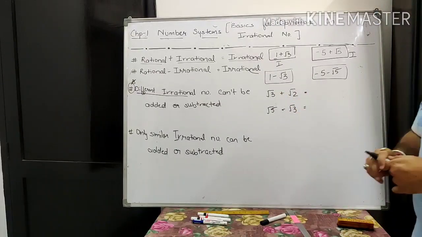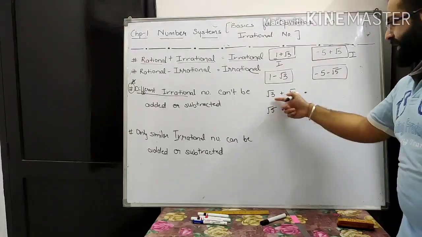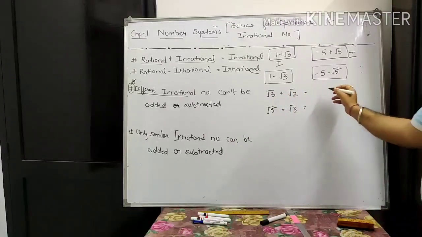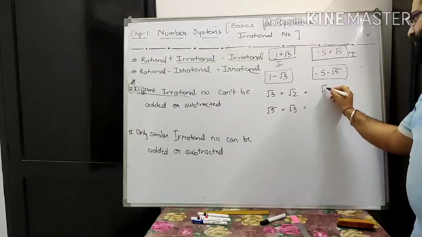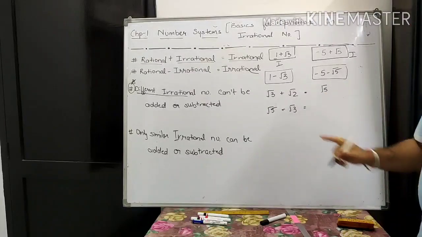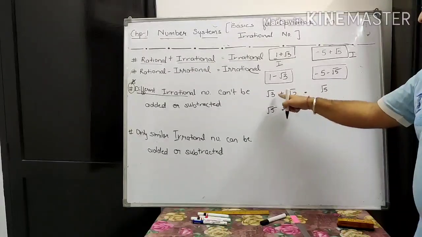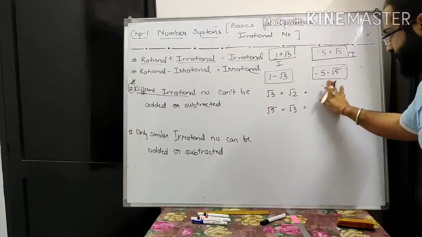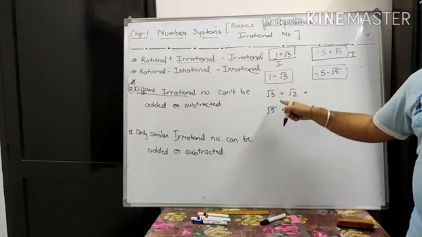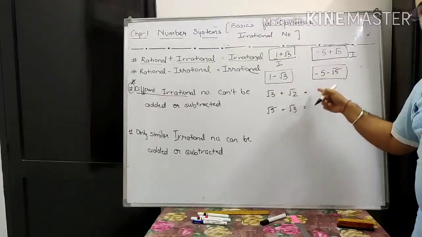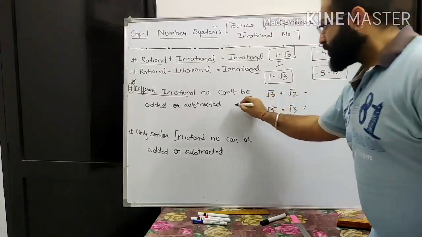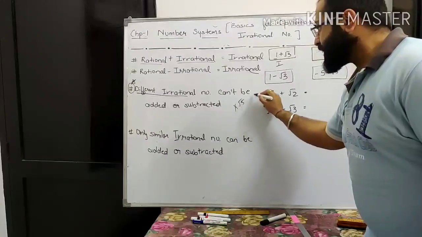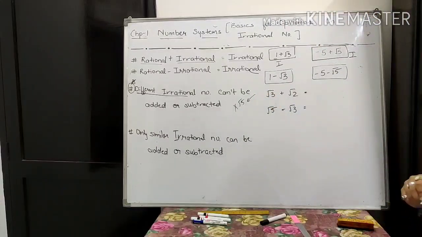If you want to find this answer, many students write it as under root 5, because both terms have an under root, so they retain the under root and add 3 plus 2 to get under root 5. But this is wrong, because these are two different irrational numbers. You are not at all supposed to write under root 5 as the answer.